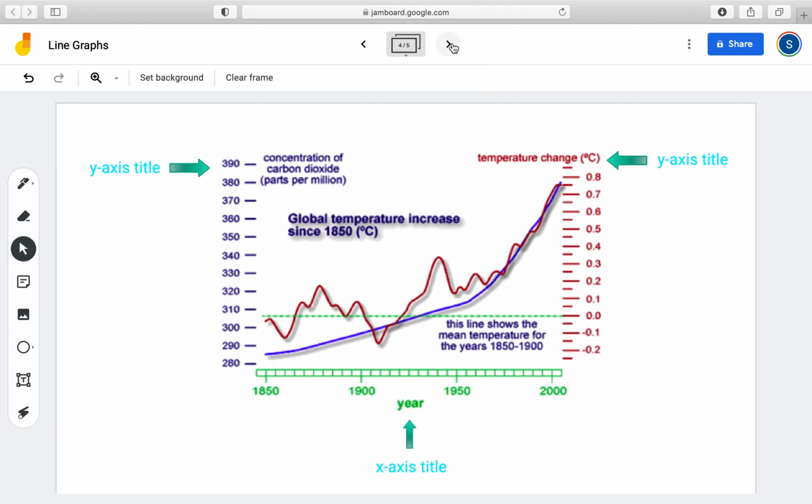So here is another example, a little bit different. We have the x-axis title here. The main title is not on top of the graph, but it's in the middle of the graph, global temperature increase since 1950. And then you have your y-axis title over here on the top, and then you have your y-axis title on this side on top for temperature change versus concentration of carbon dioxide in parts per million. And as you can see, there are two lines and they are differentiated by their color. So the temperature change line in degrees Celsius is red, and the concentration of carbon dioxide in parts per million is in purple.